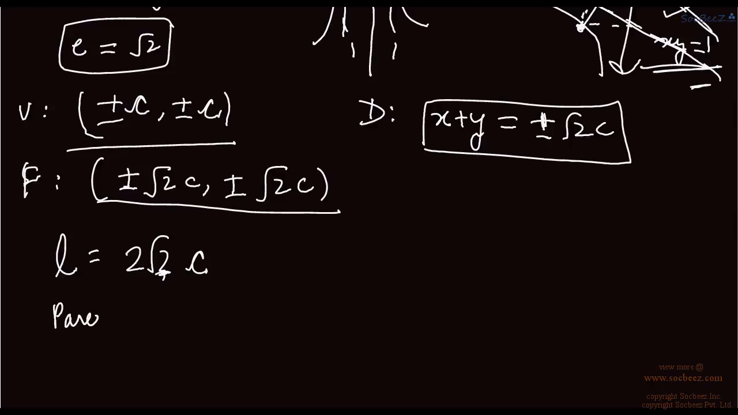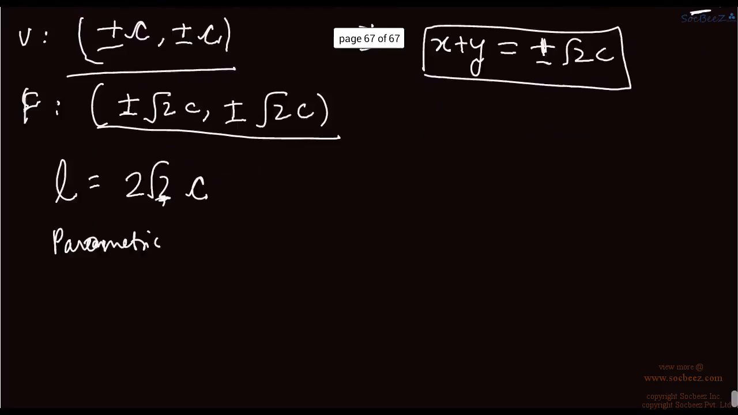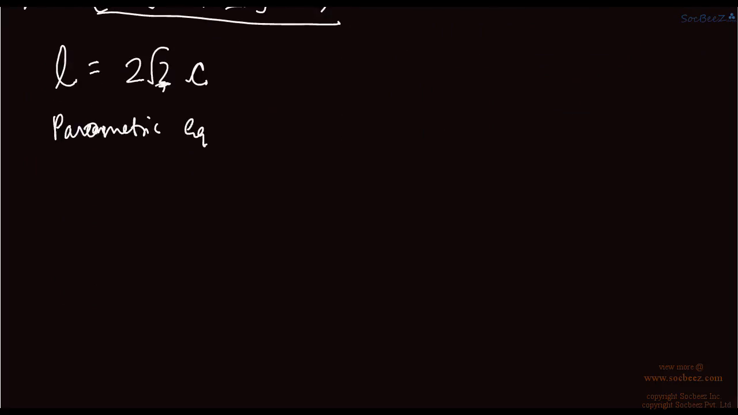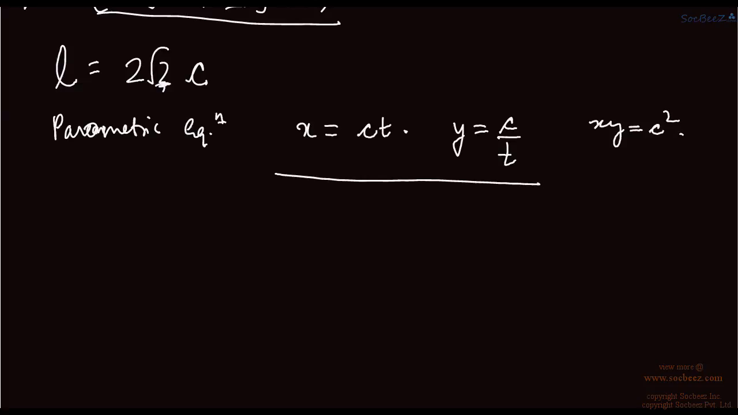And parametric equation for this hyperbola will be x is equals to ct and y is equals to c by t. When you multiply these two, you will get xy is equals to c square, right? So these are the parametric equations for hyperbola. Of course, t is not equals to 0, so t belongs to R minus 0 set, right?